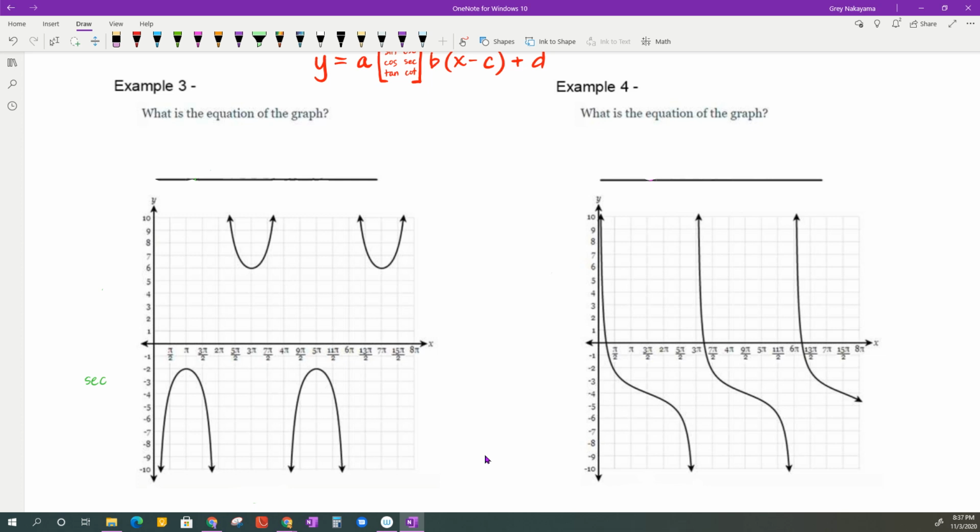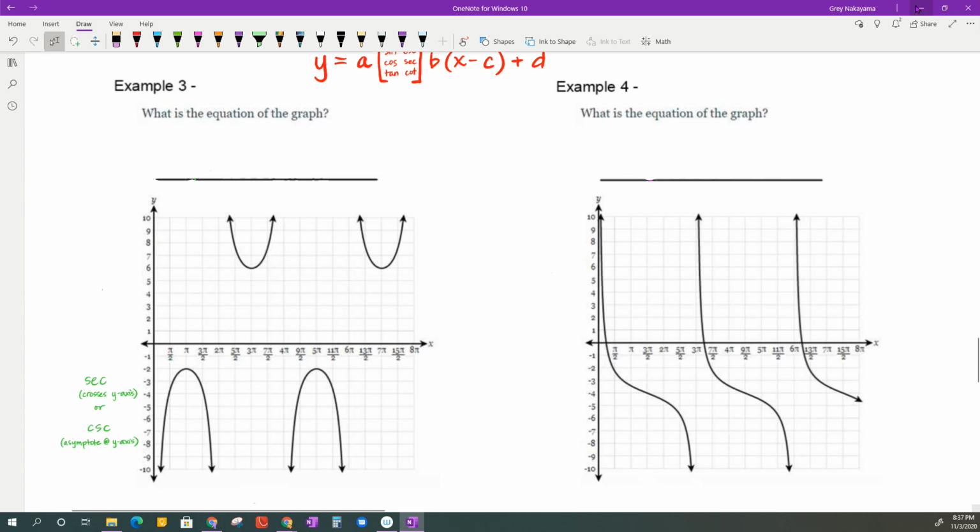or the cosecant. Okay. And so then I'm looking to see, does it cross the y-axis? The secant, remember, will have these parabolas crossing the y-axis. The cosecant won't, because it'll have an asymptote at the y-axis.